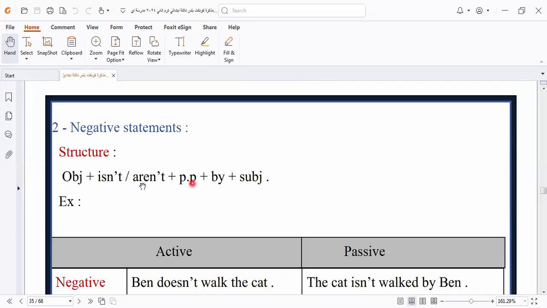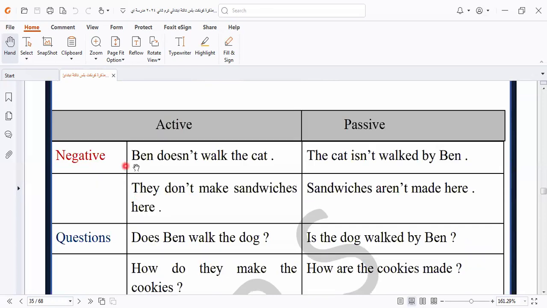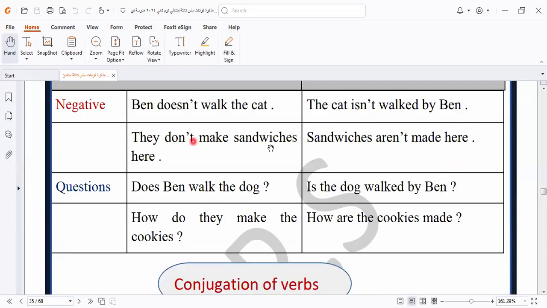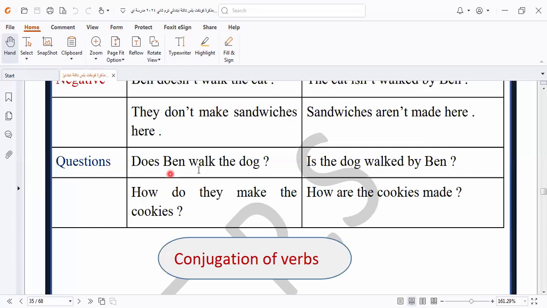In negative form, we have isn't and aren't. Like what? Ben doesn't walk the cat. The cat isn't walked by Ben. They don't make sandwiches here. Sandwiches aren't made here. Does Ben walk the dog? So this has steps, but we took it without steps here. We can answer: Ben walks the dog. So we took the subject here, the dog.